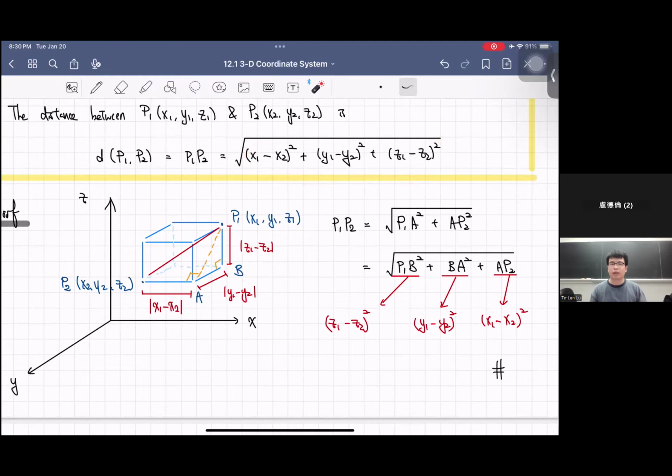Okay? We can actually generalize this to n-dimensional space, which is an arbitrary-dimensional space. But in most cases, we're only discussing two-dimensional and three-dimensional space, right?